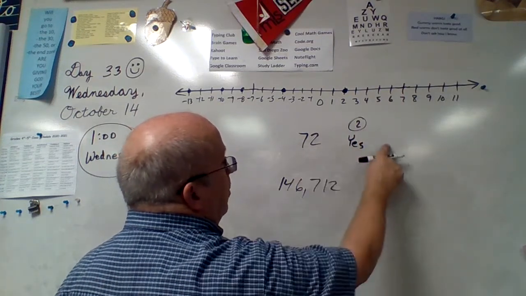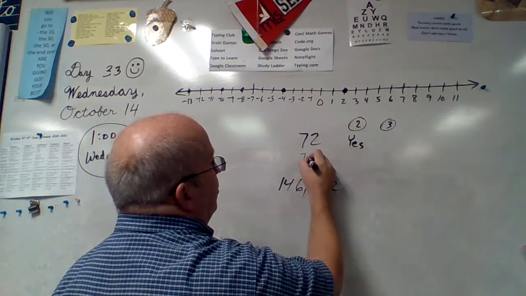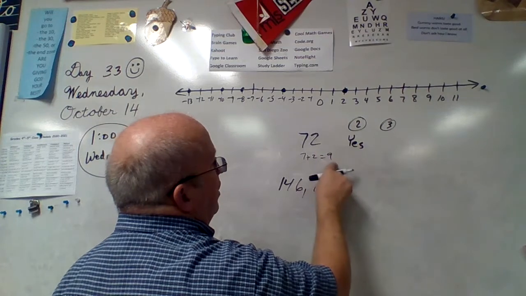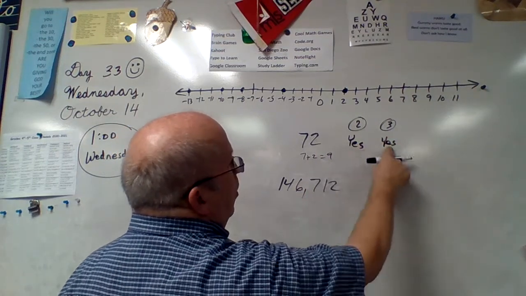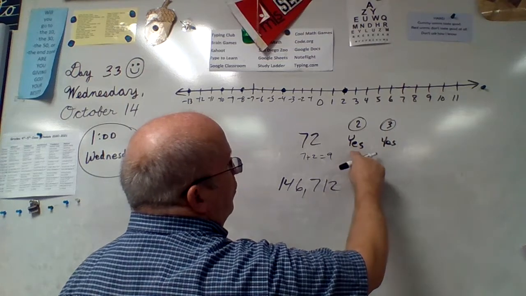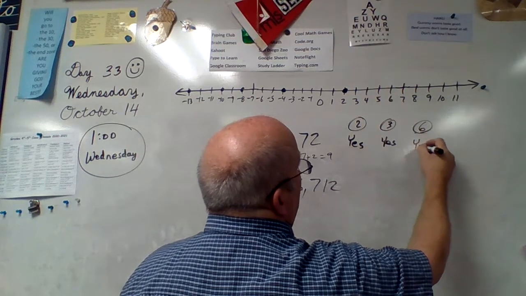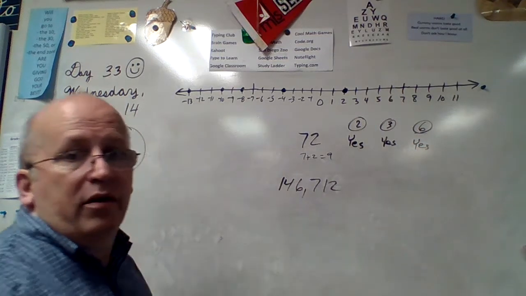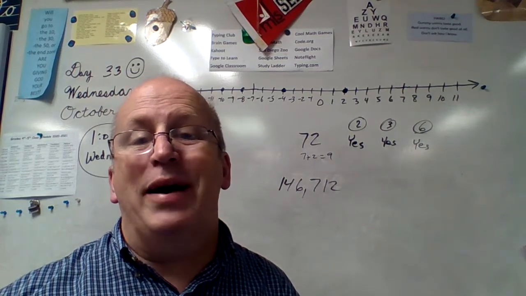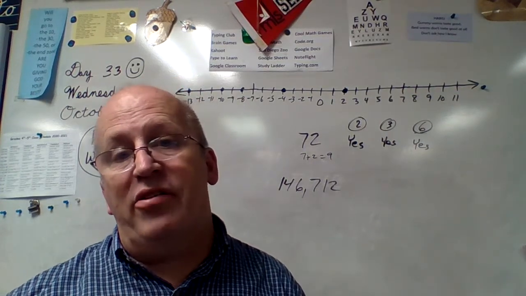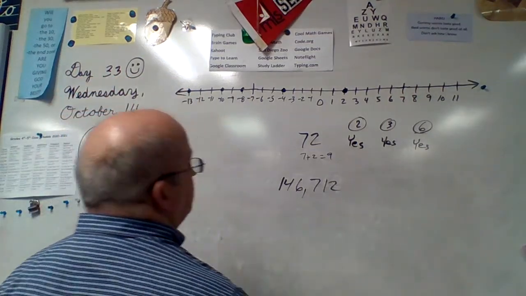Is the number divisible by 3? Well, the rule for divisibility of 3 says add up the digits. I get 9. Is 9 divisible by 3? Yes. Since both the divisibility rule for 2 and 3 says yes, then that tells me that it's also divisible by 6. And I actually know that because, as you know, 72 divided by 6 is an exact number of 12.